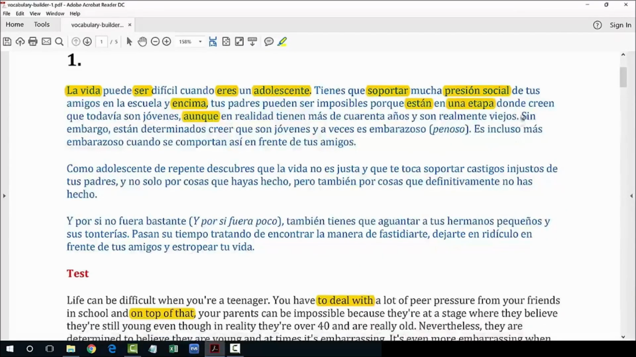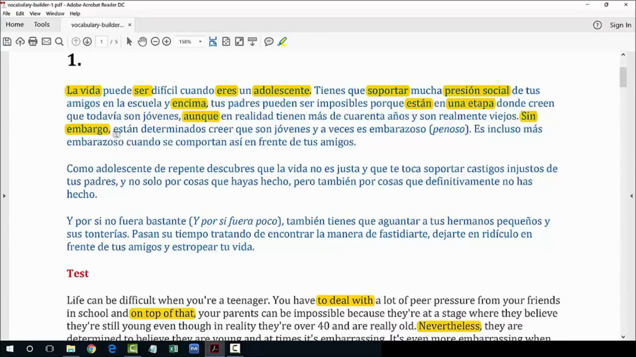Next we come to this expression sin embargo. Now normally you'll see this described as however, but it can also be used for nevertheless. So we're right here in the translation. Sin embargo, están determinados creer que son jóvenes y a veces es embarazoso.